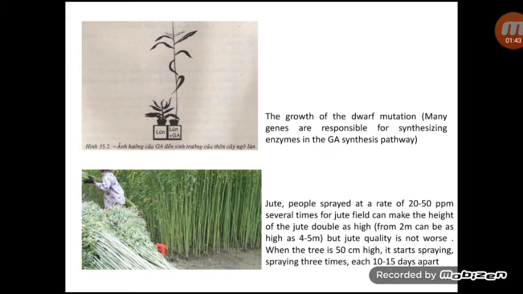And this is jute. People harvest jute, and people spray at a rate of 20 to 50 parts per million several times for the jute field, so that it can double the height of the jute from 2 meters to 4 to 5 meters. But the jute quality is not worse. When the tree is 50 centimeters high, people start spraying 3 times. Each spray is 10 to 15 days apart.